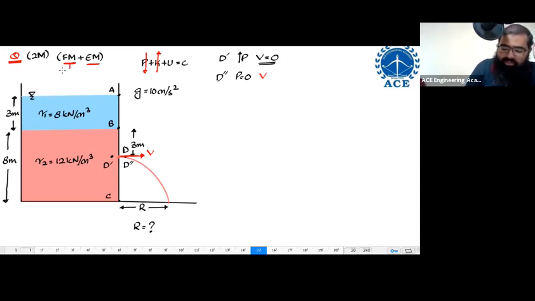In fluid mechanics also, you have 2 parts. The first part is the statics part. You know that this is the interface, you know the gamma value, you can find the value of D prime's pressure. Finding the pressure at D prime is the statics part. Then finding the value of velocity is the Bernoulli equation part. I hope you are able to break down the question now.